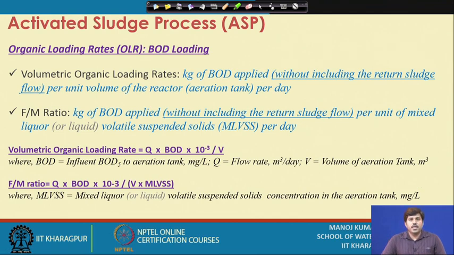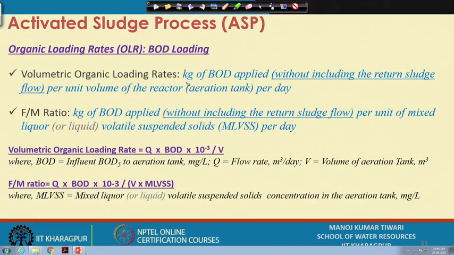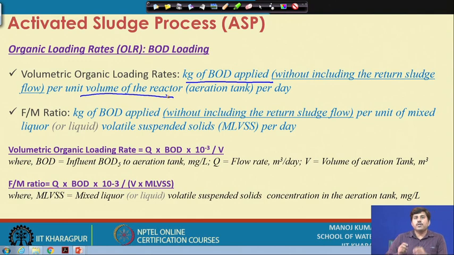Now there are certain parameters based on which we design or conceptualize the activated sludge process. One of the important parameters is the organic loading rate, or BOD loading: how much BOD or organic matter is being supplied to the activated sludge process. There are two types of such loading. One is the volumetric organic loading rate, where we quantify the kg of BOD applied per unit volume of the reactor. So in a unit volume of the reactor, how much BOD is being fed.